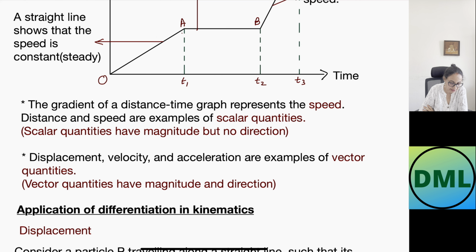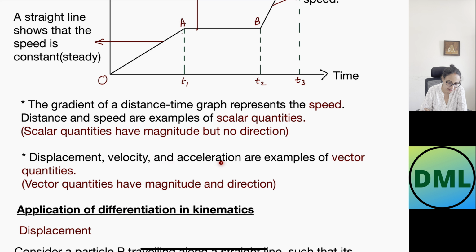Distance and speed are examples of scalar quantities. What is the meaning of scalar quantities? Scalar quantities have only magnitude and no direction. This shows you that you are going at 30 km per hour, but they will not tell you in which direction you are going. You may go in any direction. That will give you the speed.